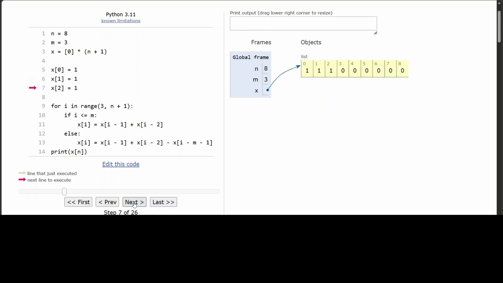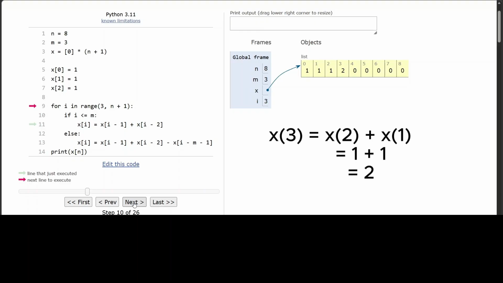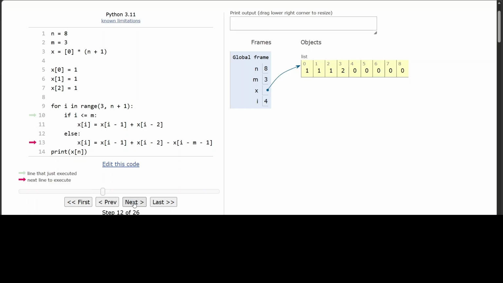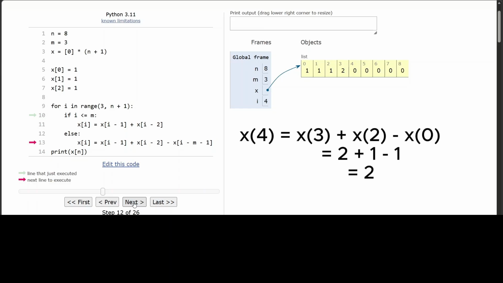Month 3, when i equals 3, we're at i less than or equal to m, so x of 3 equals x of 2 plus x of 1 equals 1 plus 1 equals 2. Month 4, when i equals 4, still, wait, 4 is greater than 3, so now we use the modified formula. x of 4 equals x of 3 plus x of 2 minus x of 0. x of 4 equals 2 plus 1 minus 1 equals 2. See that subtraction? We're removing the rabbits from x of 0. They've lived 4 months, exceeding our lifespan of 3.